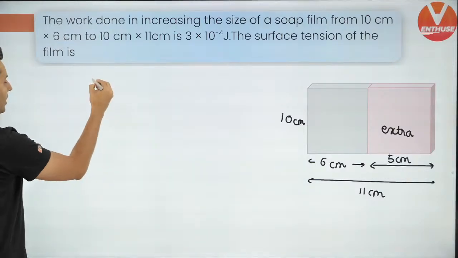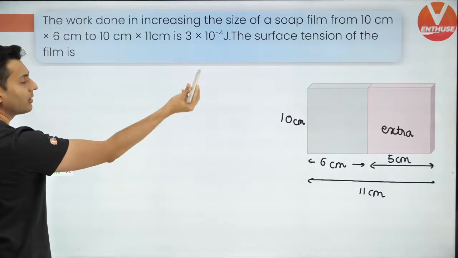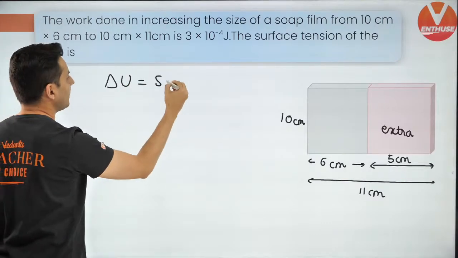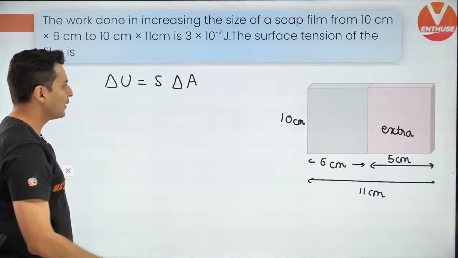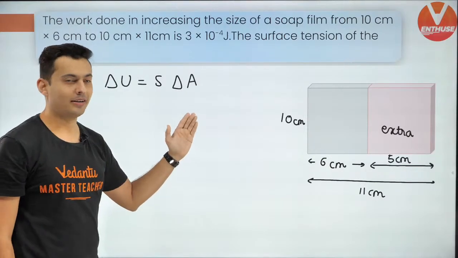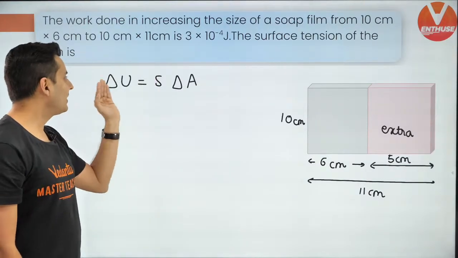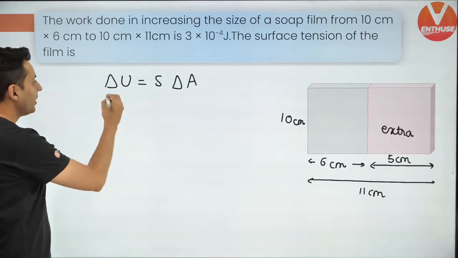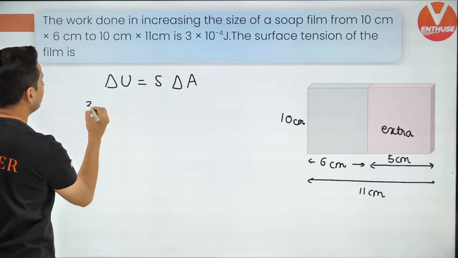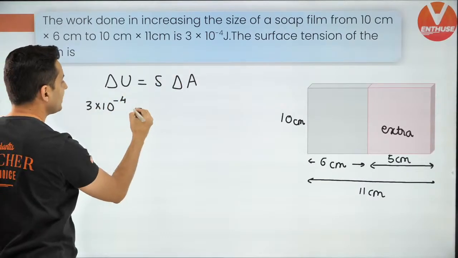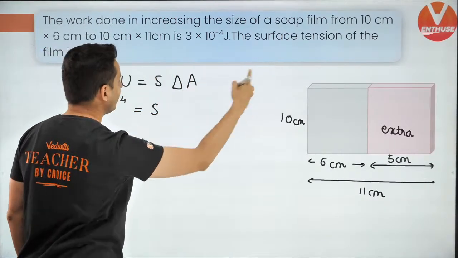Now recollect the formula for change in the area causing change in potential energy. Delta U is S delta A. In case you have forgotten, I'll remind you, USA, that was the keyword, USA. So delta U is S delta A. S is surface tension, correcto. Now delta U is given to be 3 into 10 to the power minus 4 joules. S is what needs to be figured out.